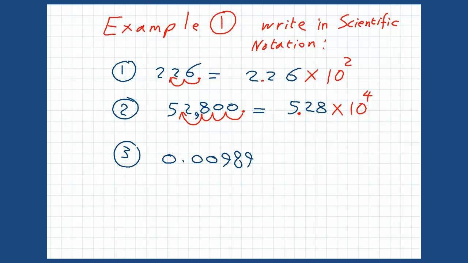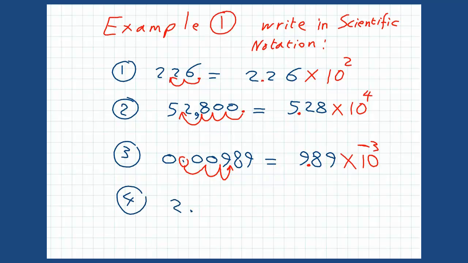Example 3, write this number in scientific notation. We will write the numbers without zeros. Locate your decimal. It will move to be here. We moved it 1, 2, 3 digits to the right. So this will be multiplied by 10 to the power negative 3, since we came from the left.